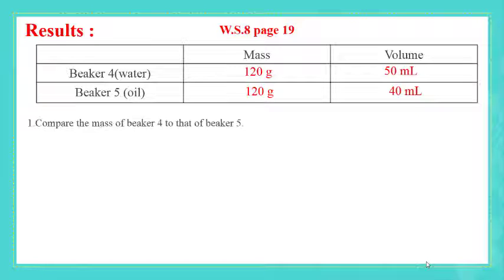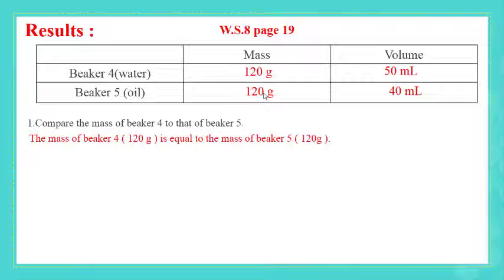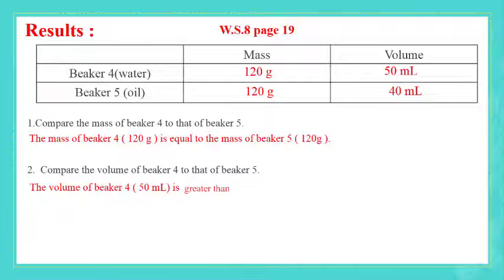Question number 1. Compare the mass of beaker 4 to the mass of beaker 5. 120 gram, 120 gram. So the answer will be the mass of beaker 4, 120 gram, is equal to the mass of beaker 5, 120 gram. Question number 2. Compare the volume of beaker 4 to the volume of beaker 5. The volume of beaker 4, 50 milliliter, is greater than the volume of beaker 5, 40 milliliter. As you see, 50 milliliter of water in beaker 4, 40 milliliter of oil in beaker 5.